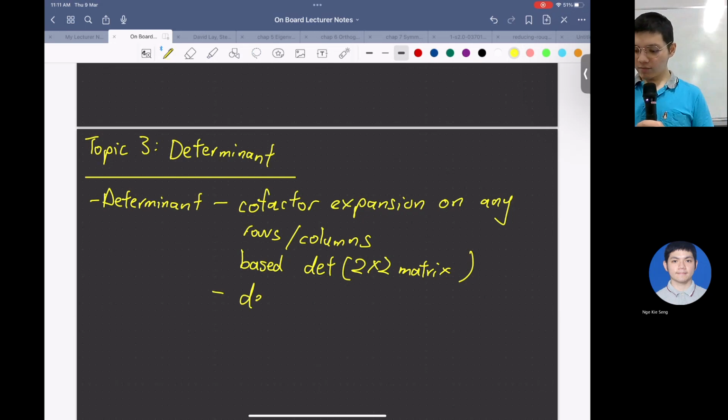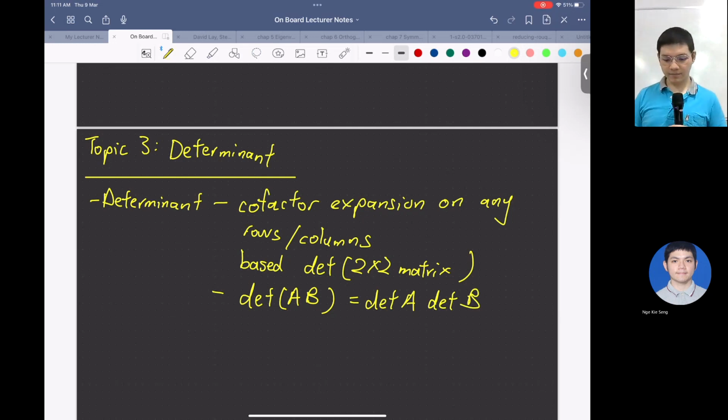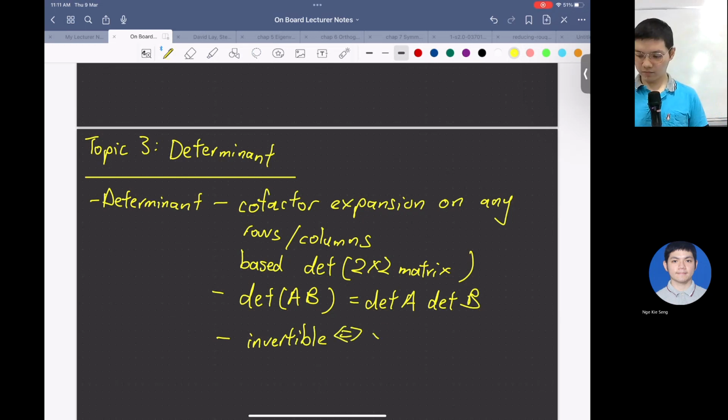One important property you need to know is that the determinant of AB is equal to the determinant of A times the determinant of B. And then there's the invertibility condition: if it is invertible, the determinant is not equal to 0. There are other properties too, not hard to learn.